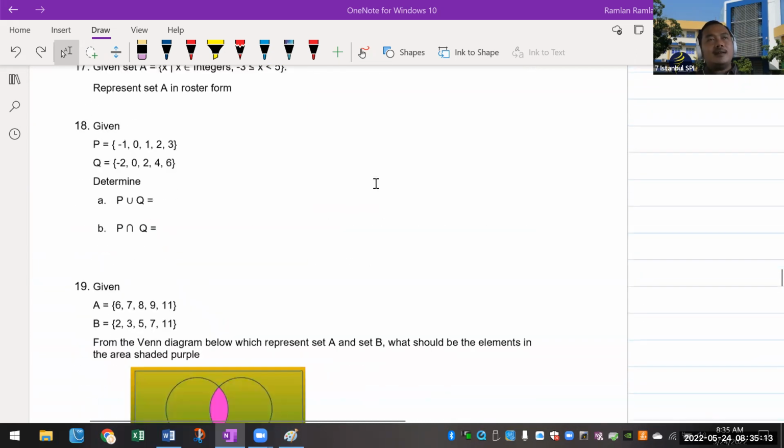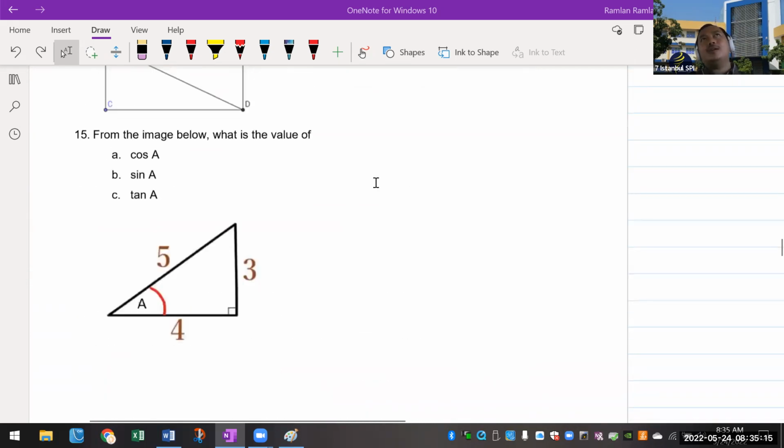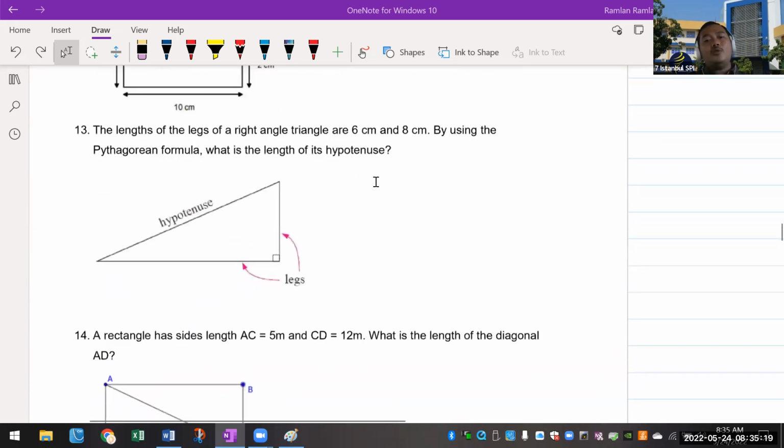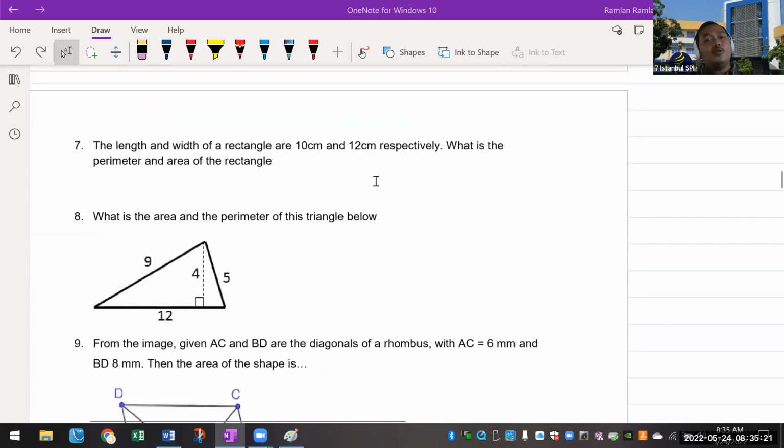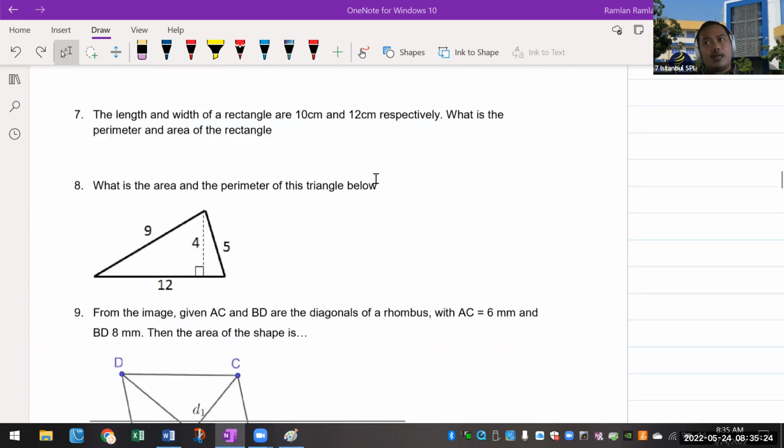Tapi nanti guys, in the PAT, the end semester test, I will give you a PDF of the formula booklet. Jadi kalian boleh pakai itu ya.